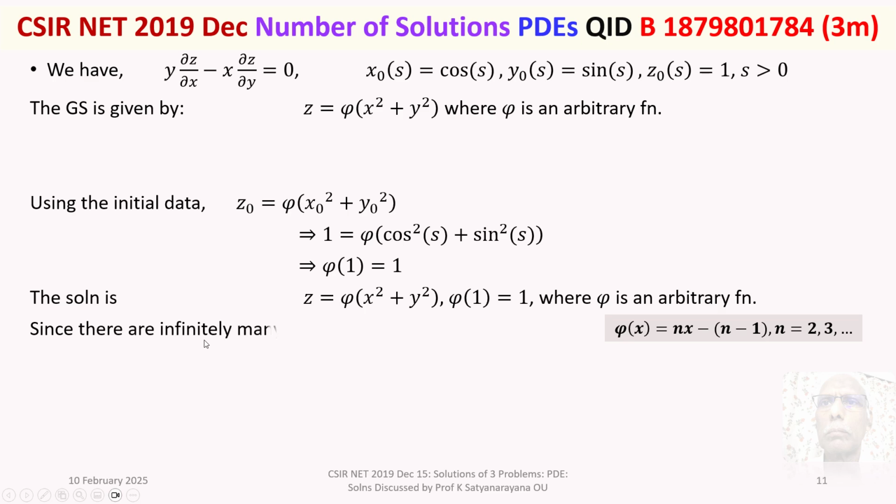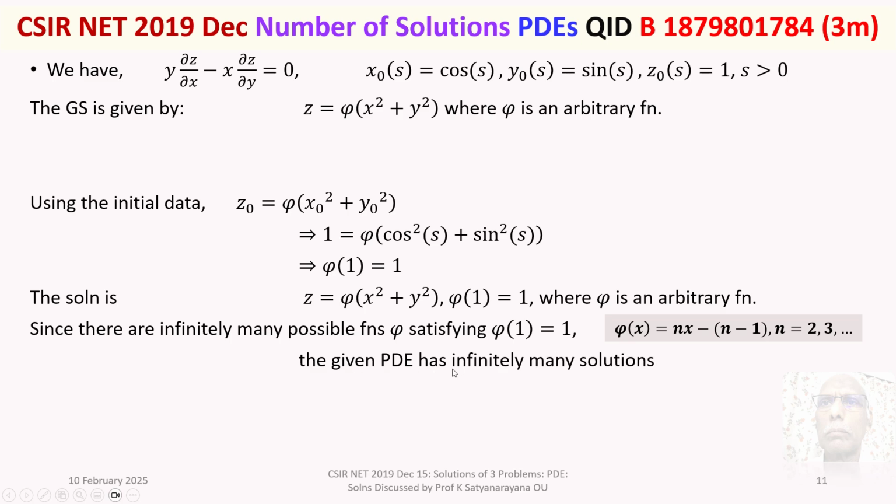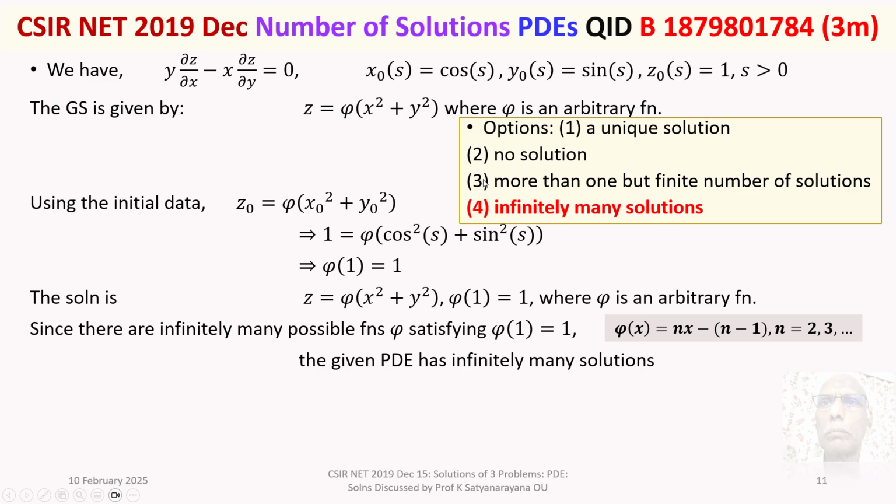Since there are infinitely many possible functions φ satisfying φ(1) = 1, the given partial differential equation has infinitely many solutions. Let's look at our options. Our answer that it accepts infinitely many solutions appears against option 4. Therefore, option 4 is true. The answer to this question is option 4.